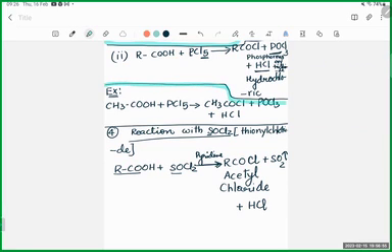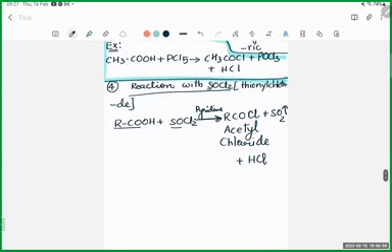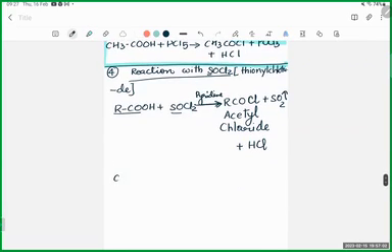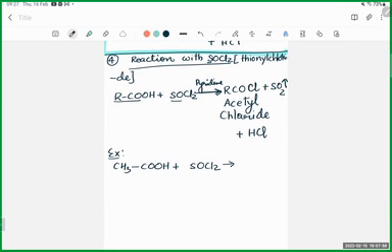So this is the example area where we have kept examples. And for this, we have an example over here. Acetic acid reacts with thionyl chloride, right? So the compound we get here is CH3COCl plus the byproducts SO2 and hydrochloric acid. Hridaya, is it clear?